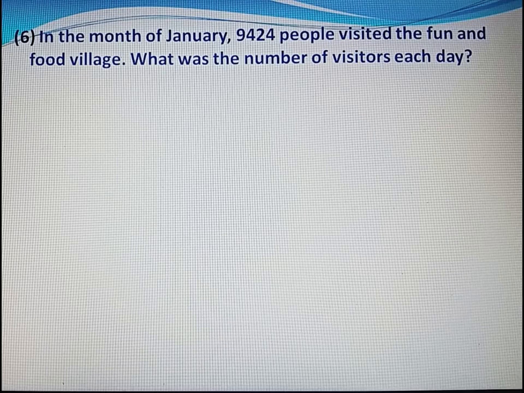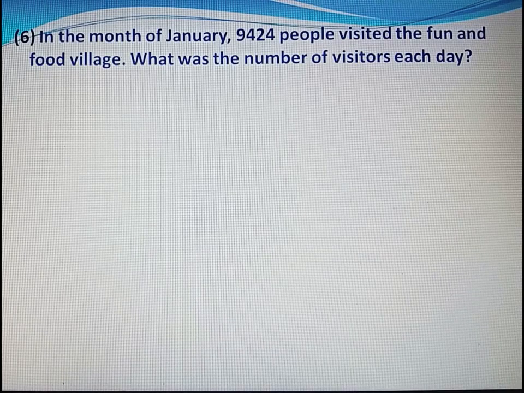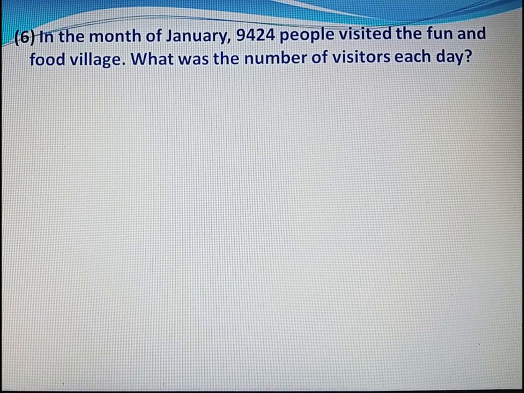Now come to question number 6. In the month of January, 9,424 people visited the fun and food village. What was the number of visitors each day?